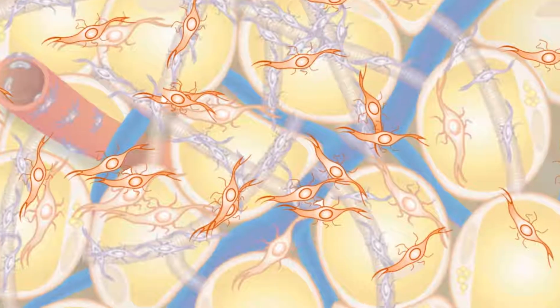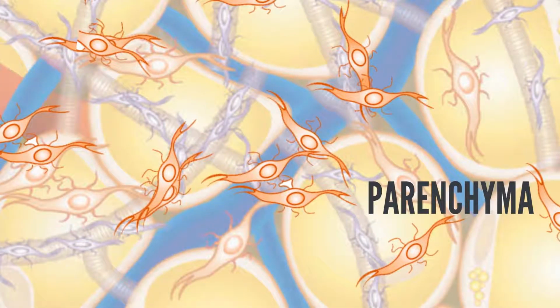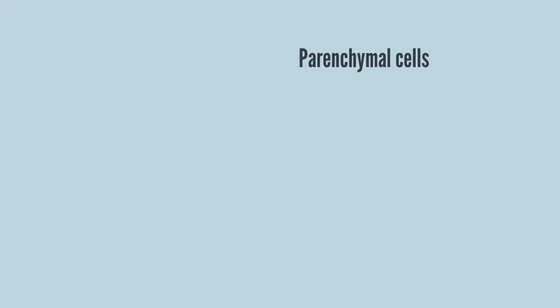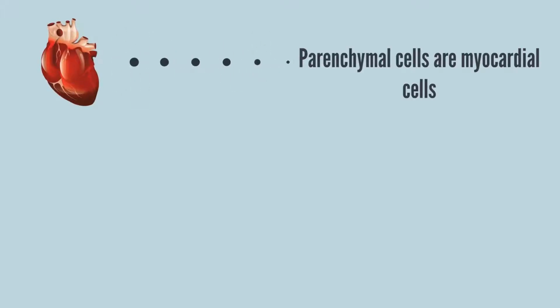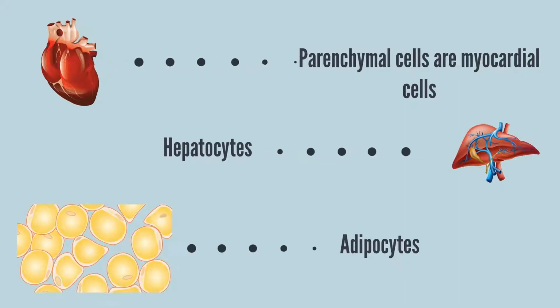The first compartment is the parenchyma, which consists of cells that are responsible for the defining activity or function of a given tissue or organ. Examples of parenchymal cells are myocardial cells in the heart, hepatocytes in the liver, and adipocytes in adipose tissue.